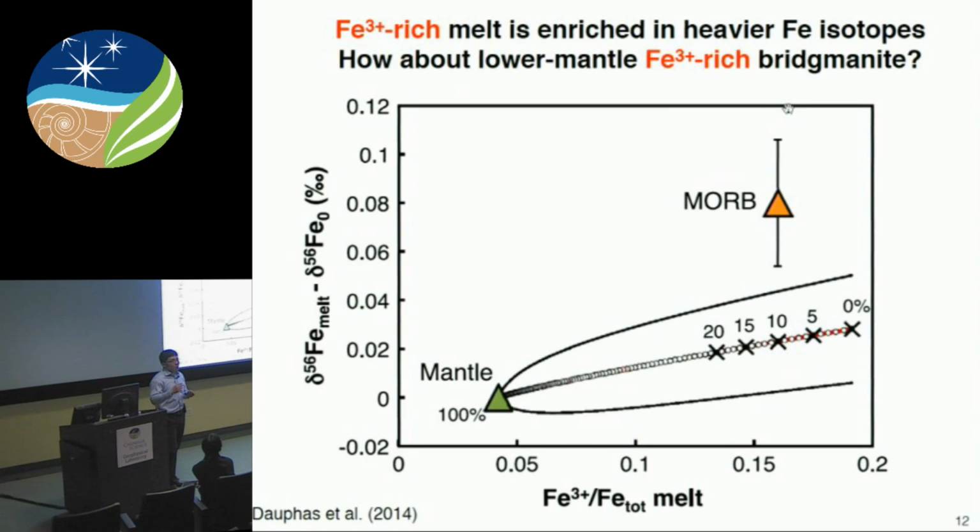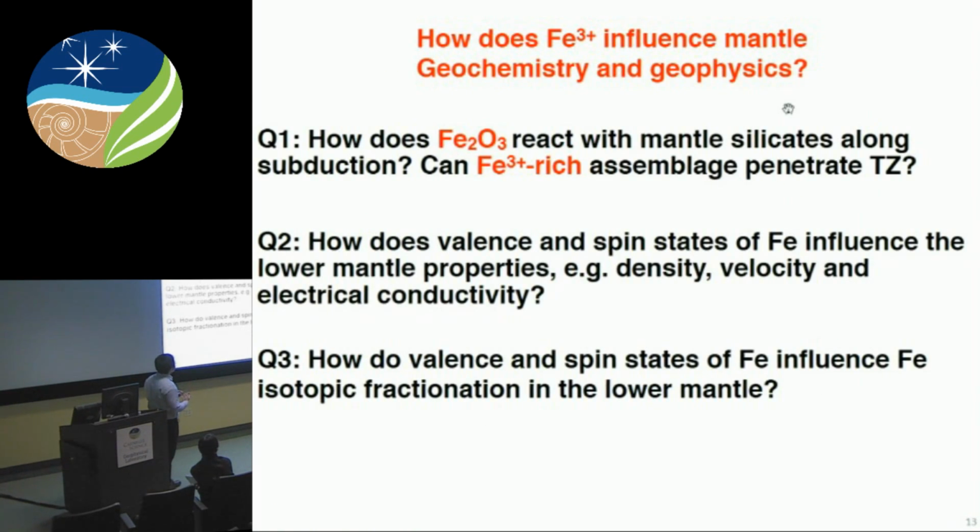Back to the lower mantle, it's very likely that bridgmanite can be very enriched in Fe3+, but the other major lower mantle mineral, ferropericlase, can almost only take Fe2+. So we would wonder how iron isotopes fractionate between those two lower mantle minerals, especially since spin transition can also happen in both minerals. We want to understand how valence state and spin state influence iron isotopic distribution in the lower mantle. So here are the three questions I try to answer in this talk.